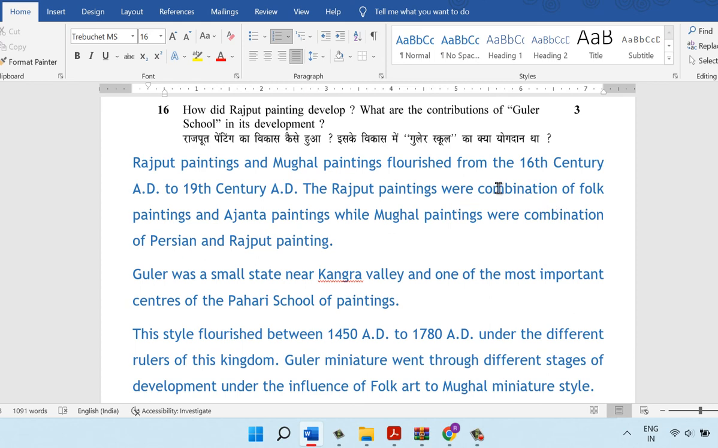The Rajput paintings and the Mughal paintings flourished from the 16th century AD to the 19th century AD. The Rajput paintings were a combination of folk paintings and Ajanta paintings, while the Mughal paintings were a combination of Persian and Rajput painting. Guler is a small state near the Kangra valley, and it was one of the important centers of the Pahari school of paintings. This style flourished between 1450 AD to 1780 AD under the different rulers of this kingdom.